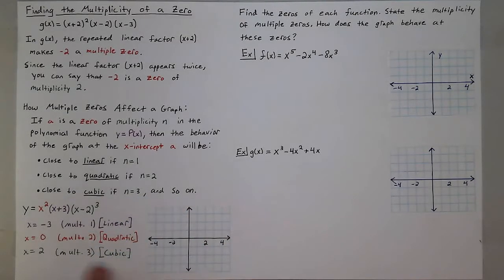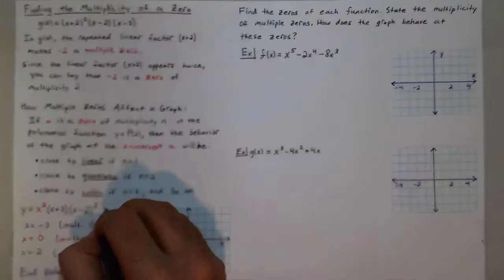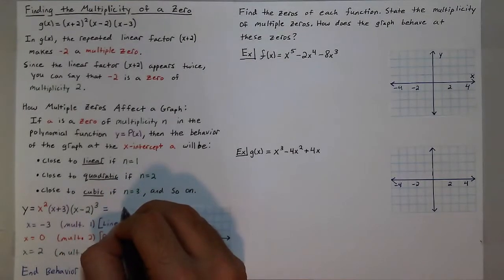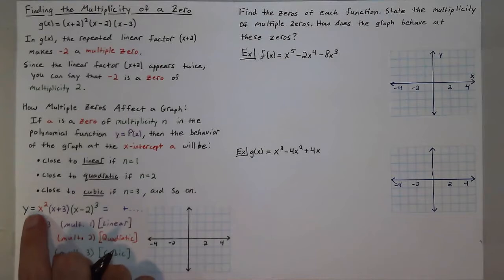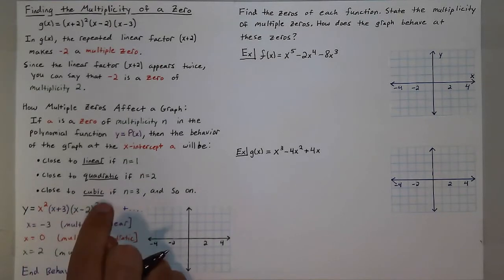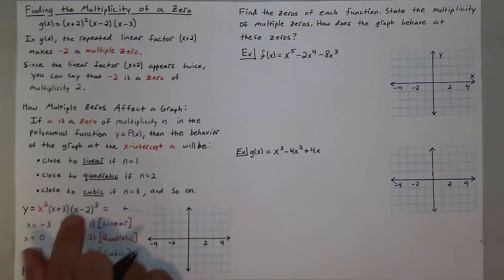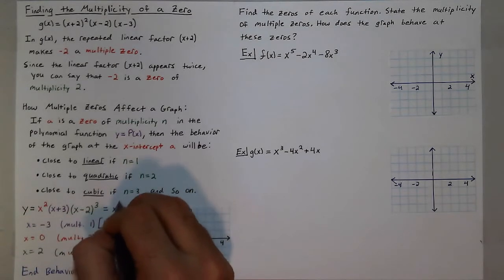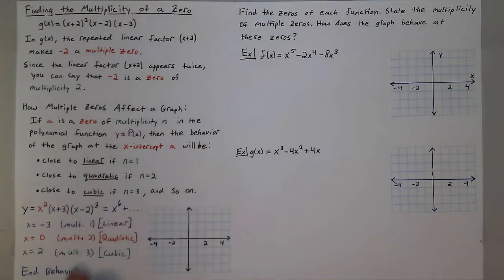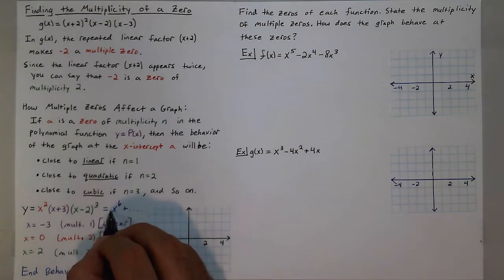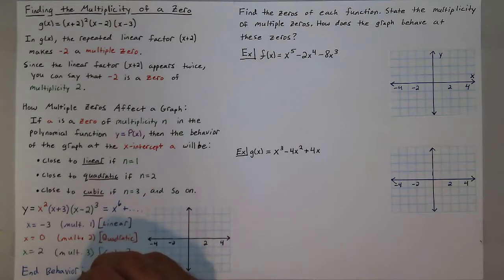So let's see how that affects the graph. First, I want to go over the end behavior. To understand this, you need to know at least what its leading coefficient is, which again, you multiply all the leading terms of each factor, but raised to their powers. So we have x squared times x cubed, which gives me x to the 6 as its leading term. So its end behavior would be a positive x to an even power, so up and up.